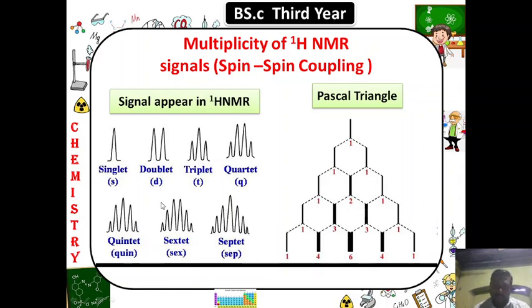Similarly, when one more proton is added, with 5 neighboring protons we get a sextet, then a septet. The quintet, sextet and septet are also generally called a multiplet. These types of signals arise in the H1 NMR spectrum, and from the integration, the summation of these peaks, we calculate the number of hydrogens in that molecule.